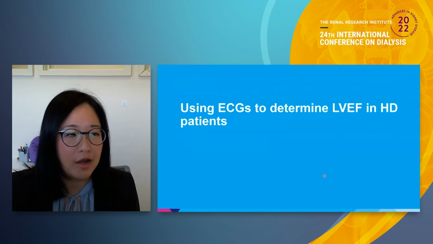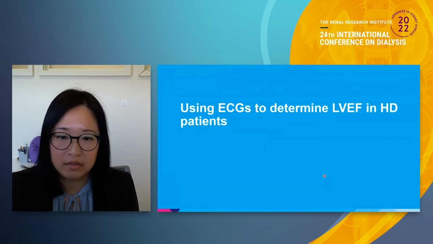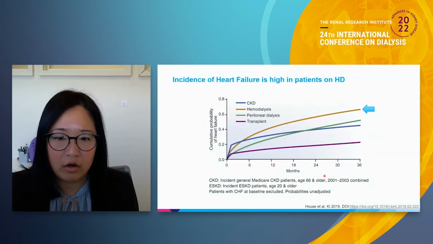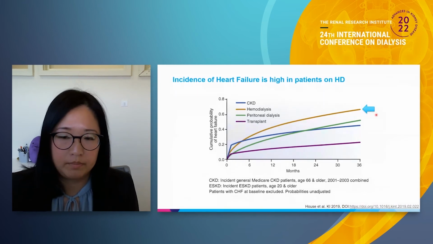Our last study that I'm going to talk about today is using ECG to determine left ventricular ejection fraction in patients who are on hemodialysis. So in this figure, showing the cumulative probability of developing heart failure in patients with chronic kidney disease and various forms of renal replacement therapy, patients on hemodialysis, indicated here by this gold line, had the highest cumulative incidence of all other participants.